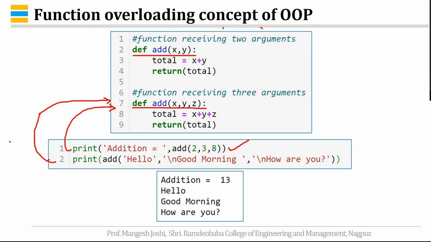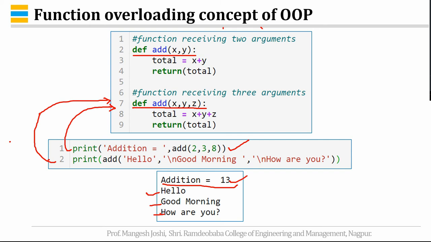In the first case, we have passed 2, 3, 8, so it shows you addition 13. In the second case, we have passed hello as a string, good morning as a string, and how are you as a string. Then it displays hello, good morning, how are you. So this is the function overloading concept. Now you will not be required to define multiple functions depending on the number of parameters or arguments.